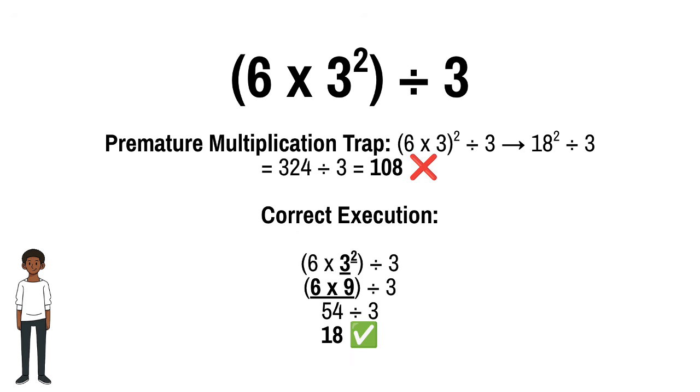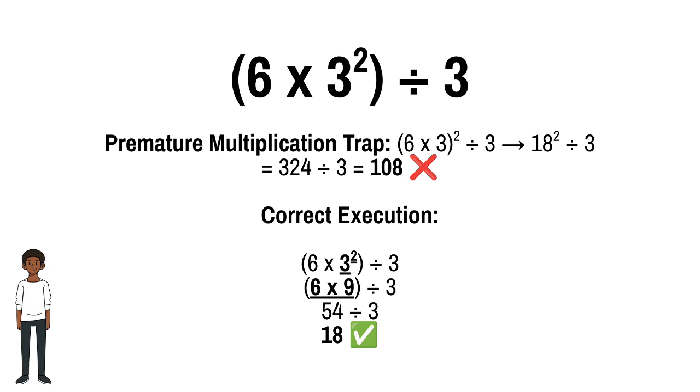Problem number 4. Open parentheses, 6 times 3 squared, close parentheses, divided by 3. The trap here happens inside the parentheses. People see 6 times 3 and multiply first to get 18. Then they square 18 to get 324 and divide 324 by 3 to get 108. But why is this wrong? Even though you are inside parentheses, exponents still take priority over multiplication inside those parentheses.